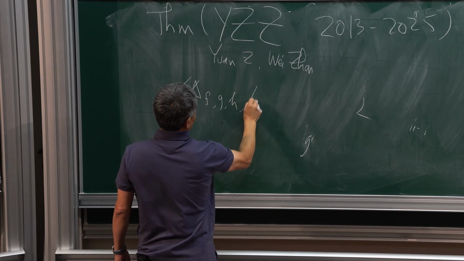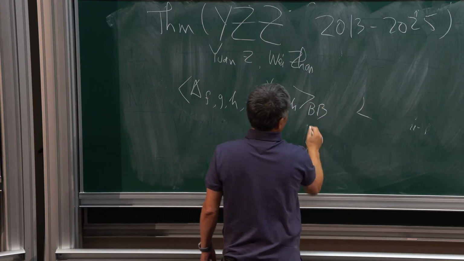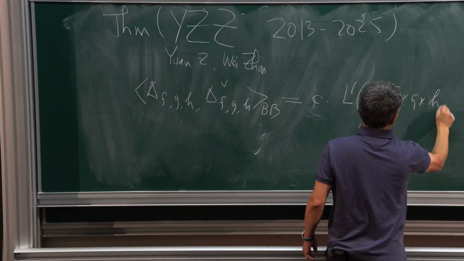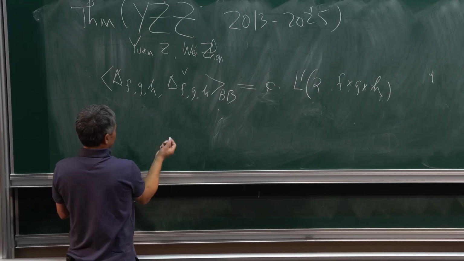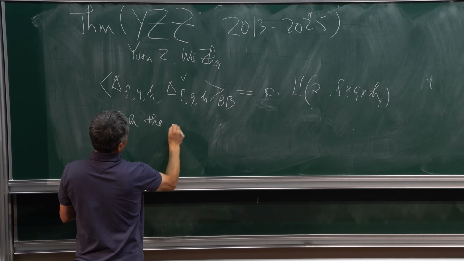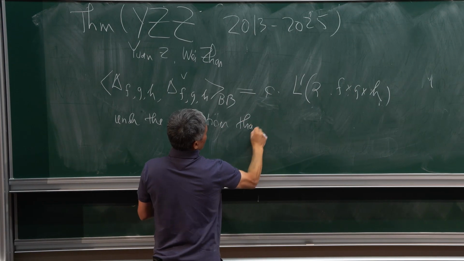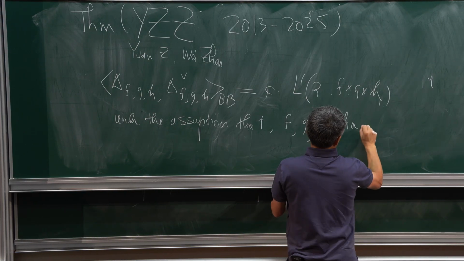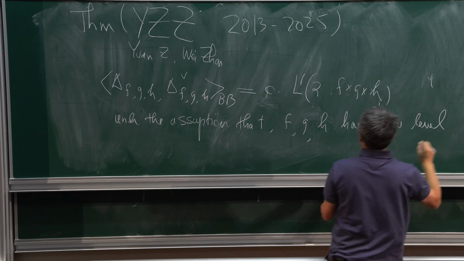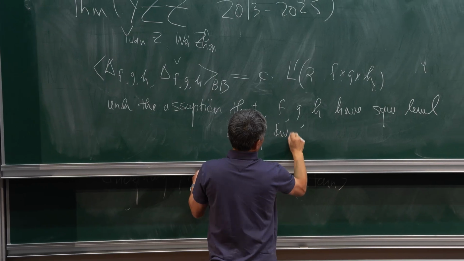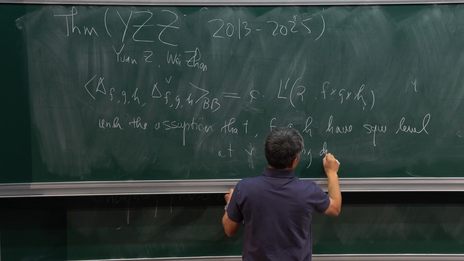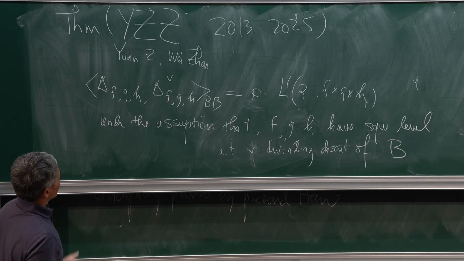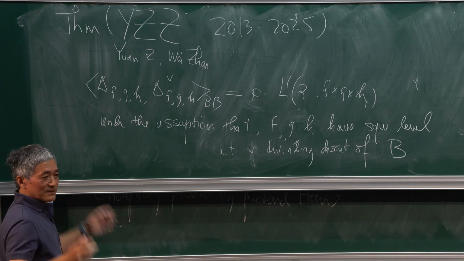the height of Delta_{fgh} is equal to some constant C times the derivative at 2 of L(f, g, h). And we assume the other assumption that f, g, h have square free level at places dividing the discriminant of B. So we could not really drop all the conditions, but that's the basic thing we can prove.